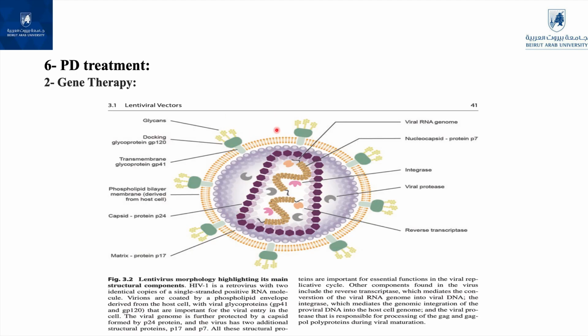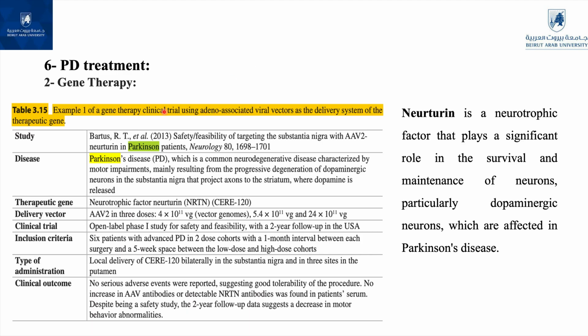Here you can see the lentiviral vector used. Here you can see the added genes, the Pro7 genes for example. Here you can see how it's modified to reduce the inflammation, to reduce the immunogenicity, and to enhance the specificity, and this virus can cross the blood-brain barrier.